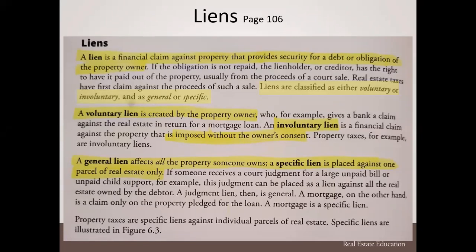So what is voluntary? Voluntary is something you wanted. Involuntary is something you did not. A general lien affects all property you own. A specific lien affects only one parcel, one piece of property.